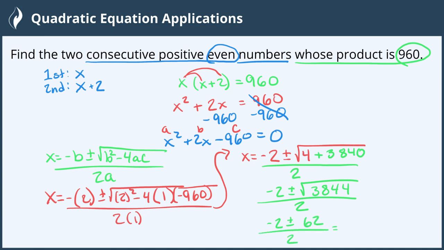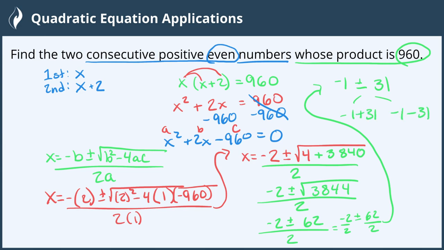All over 2. Then we can simplify that as well. So we'll break it into two equations, and we have negative 2 plus or minus 62, and we'll put them both over the denominator of 2. And so we end up with, I'm running out of room again, negative 1 plus or minus 62 divided by 2 is 31. And then we have negative 1 plus 31 and negative 1 minus 31 as our two answers. Negative 1 plus 31 is 30, and negative 1 minus 31 is negative 32.